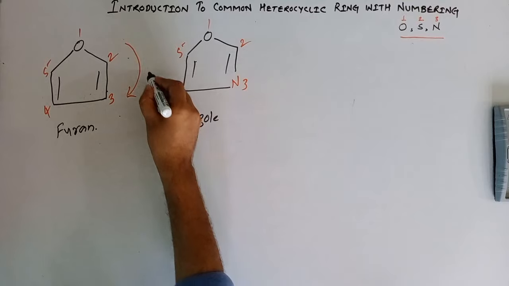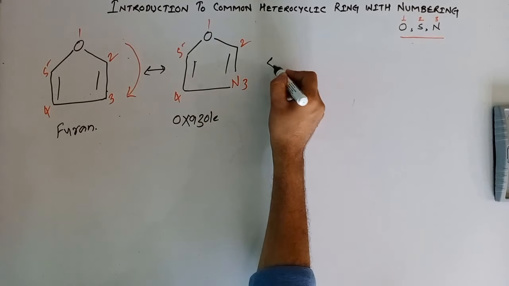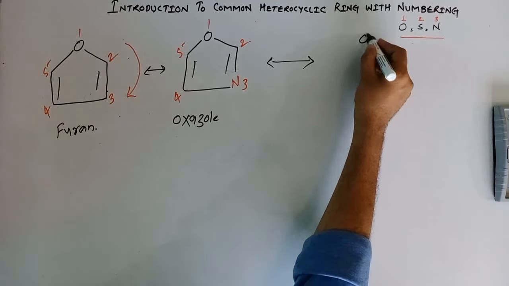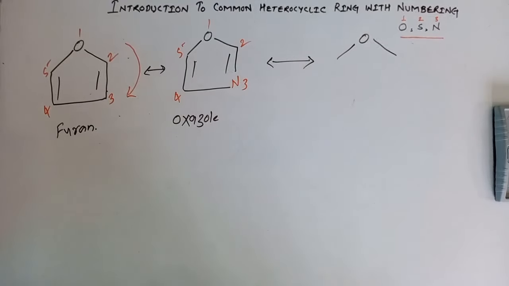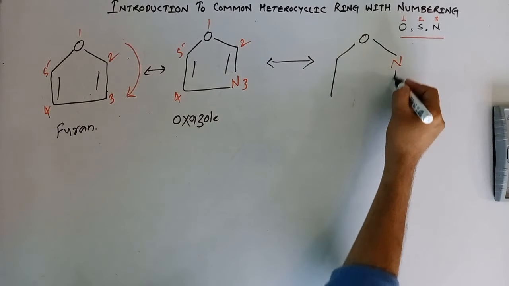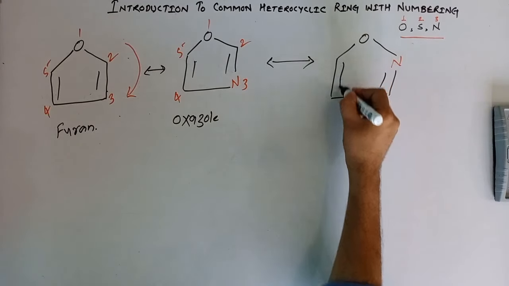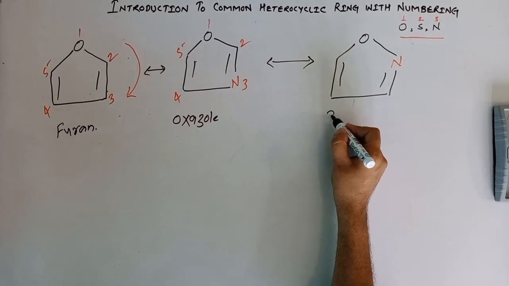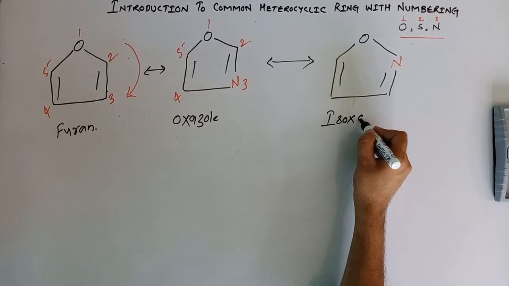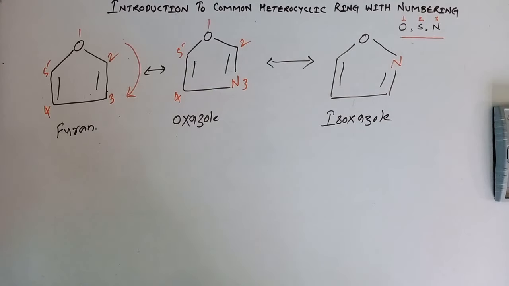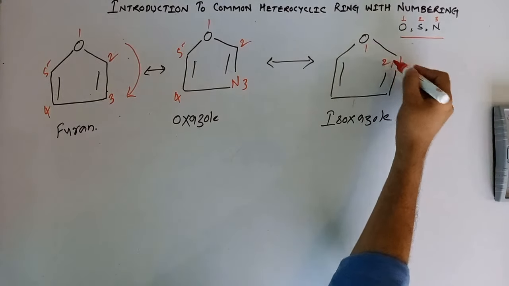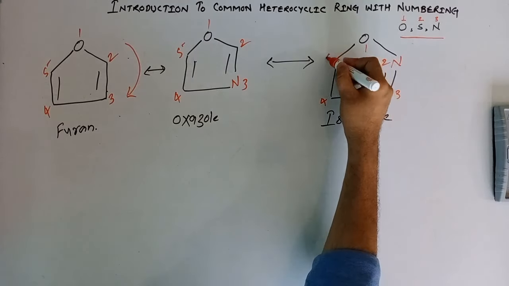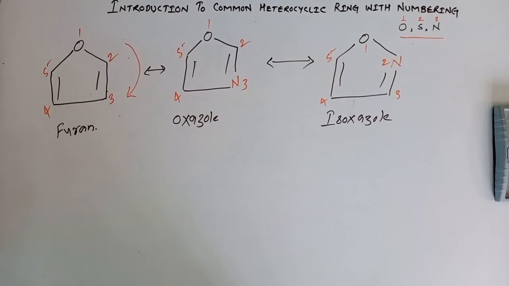Now another similar structure in which the nitrogen is present at the second position, then the structure so obtained is like this. This ring is known by the name isoxazole. Numbering again 1, 2, 3, 4 and 5.